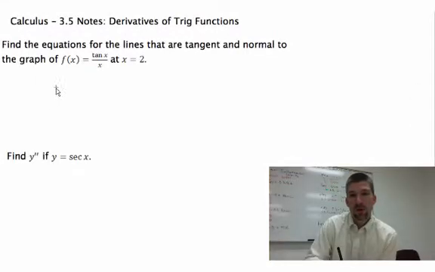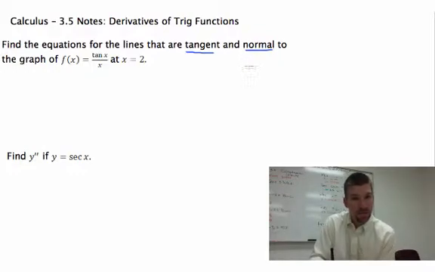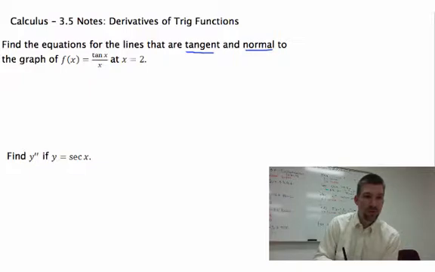Alright, so we want to find the equations for lines that are tangent and normal to the graph of f of x equals tan x over x when x is equal to 2. What does that mean if we're going to find lines that are tangent or normal? All that means is we've got to have a derivative, and we need a point, and if we have a derivative and a point, we have a slope. So let's go ahead and try and figure out what the derivative of this guy is.